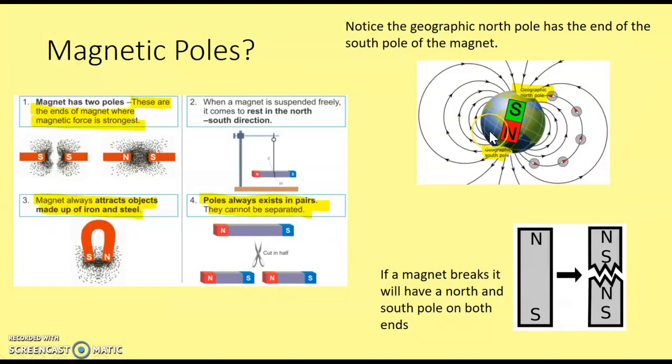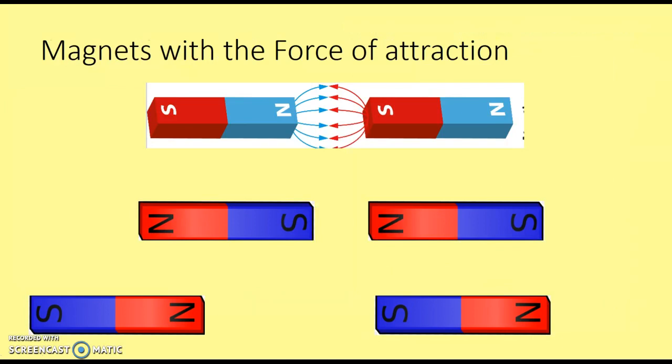So if we take a look over here, notice the geographic North Pole has the end of the South Pole of the magnet. So right here it says it's the way the Earth is, but the magnet on the inside is reversed. And you've probably seen that in some movies and heard about that before, so it's a picture for it. Also, if you break a magnet, you will have a North and a South Pole on both parts of it.